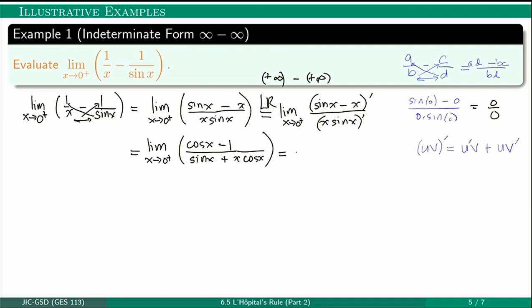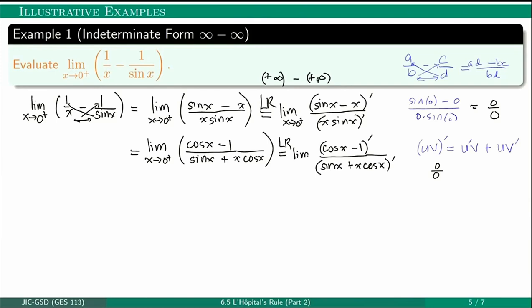Let's try to evaluate this limit again. If I substitute 0 for the variable x, cosine of 0 is 1, minus 1, so my numerator will be 0. And sine x is 0, so 0 multiplied by cosine x will be 0, so the denominator will also be 0. Again, this is an indeterminate form, 0 over 0. So in this case, we have to apply L'Hopital's rule another time. L'Hopital's rule says I take the derivative of the numerator, cosine x minus 1, and then I also take the derivative of the denominator.